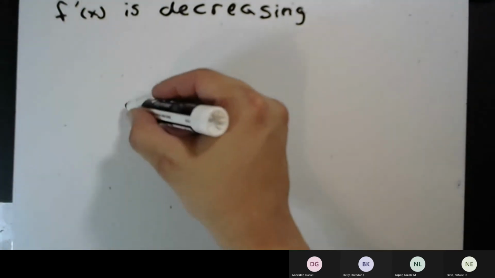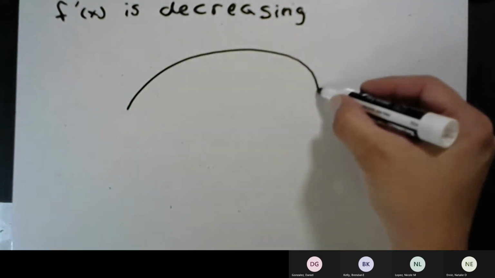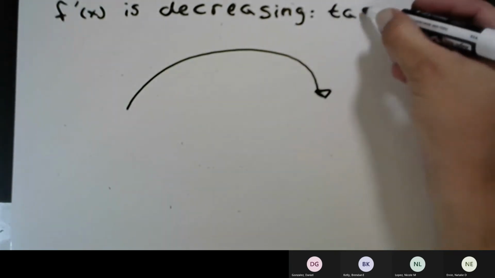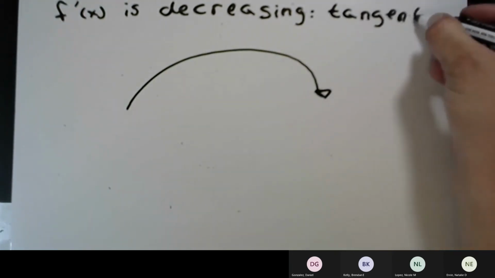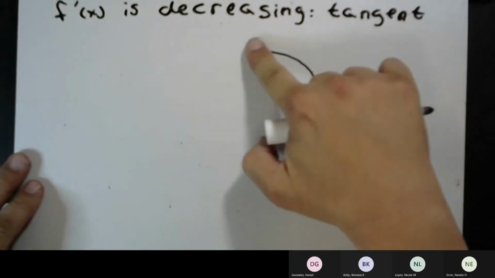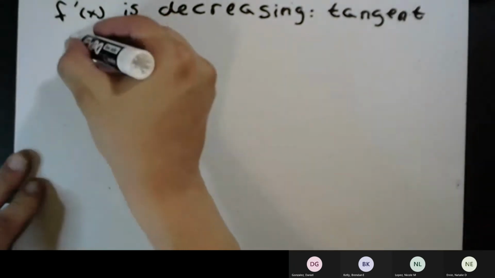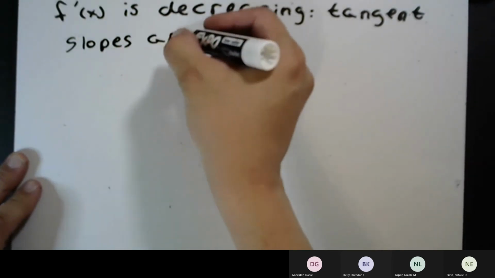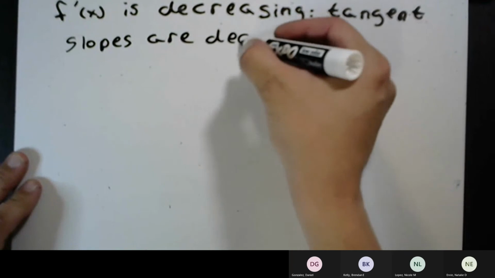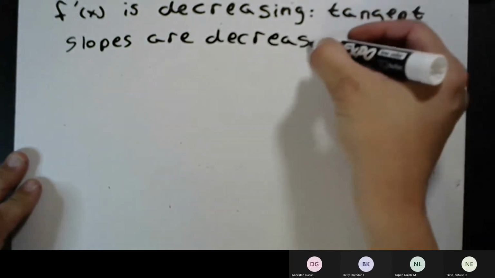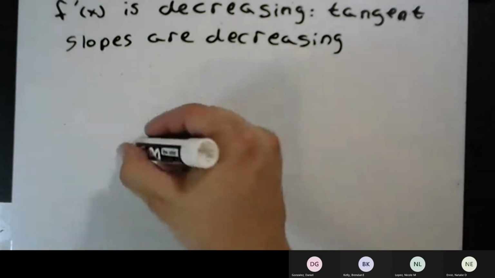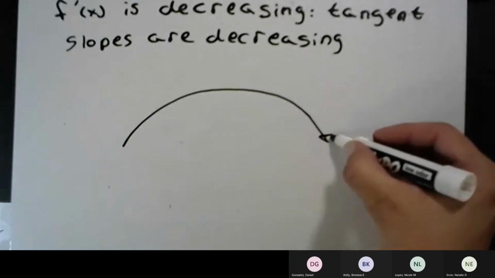Well, use kind of a... here. Let me put in my tangent slopes. Tangent slopes, that's what's decreasing. So, example of that.